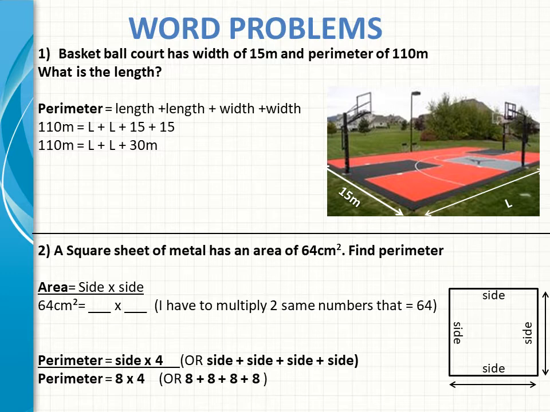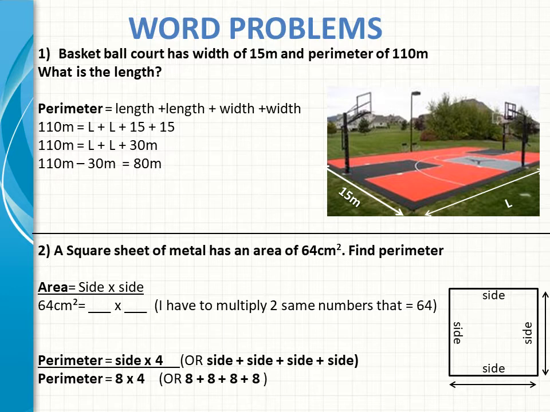Our perimeter is 110. So what do we now do to be able to find the length? We have two lengths we don't know. So we simply subtract 30 from 110. Then we will be able to know what the length is. So let us subtract. 110 minus 30 is... Great job. It's 80. So it means our length is 80.